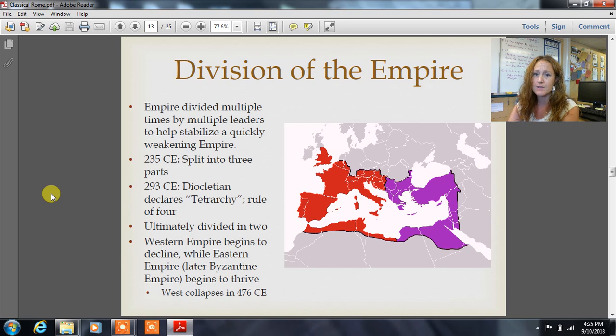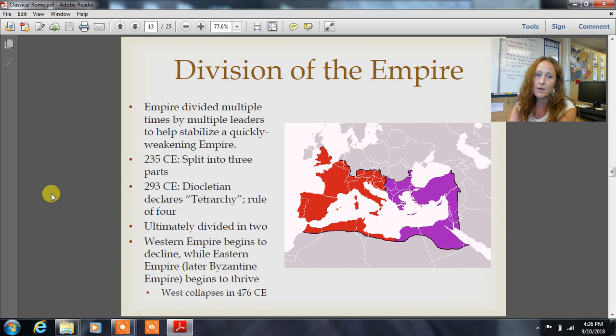The Mauryas were too large to manage across such a vast geography of India. The Guptas had the same difficulty. The Han are going to have the same difficulty, and Rome is going to be no different. And so the empire will be divided multiple times by multiple leaders, and they thought by dividing it but having a loose confederation it would help stabilize.